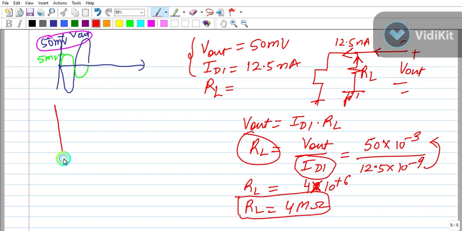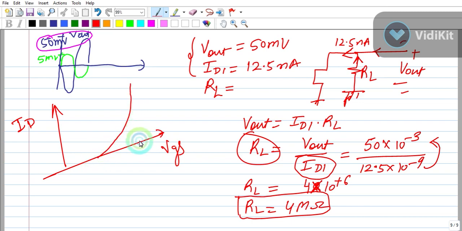Let's see. We saw this ID versus VGS. It was somewhat like this. If we can take biasing at this point, see, this current will increase as compared to this current, 12.5 nanoampere at 5 millivolt. Okay, let's take somewhere here.